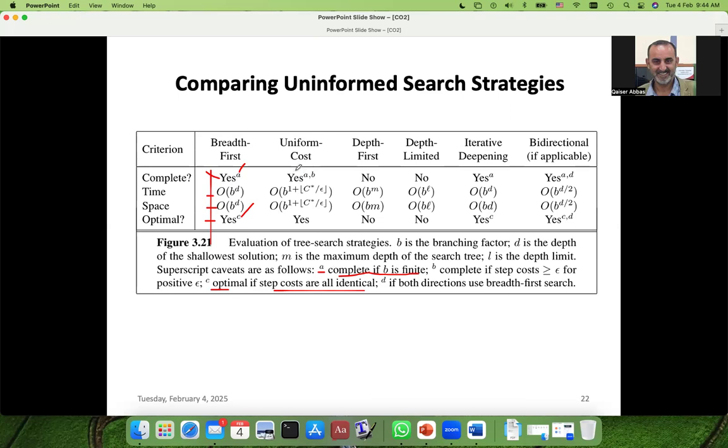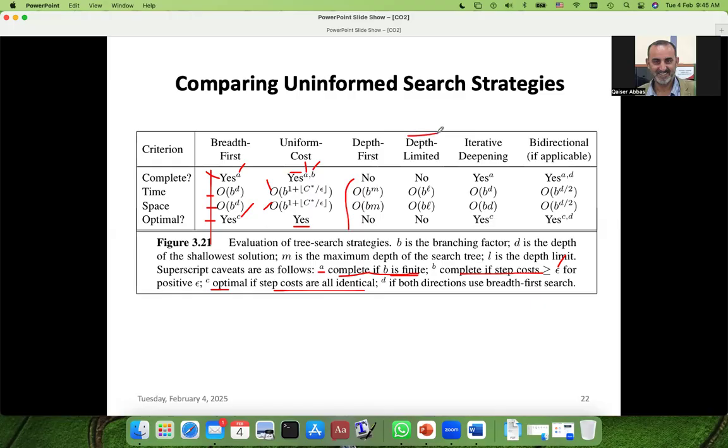Similarly, uniform cost search. Complete? Yes, with 2 conditions. A is what? A means if the finite state space, and B means complete if step costs are greater than or equal to epsilon. Epsilon is what? Positive value, greater than 0. We already have seen in the algorithm. And this is the time complexity, this is the space complexity we already saw when we were studying that. Optimal, yes. Depth first search, we already have seen this.